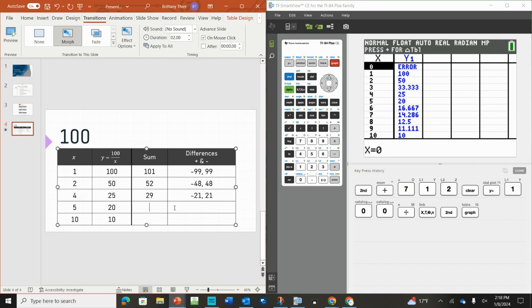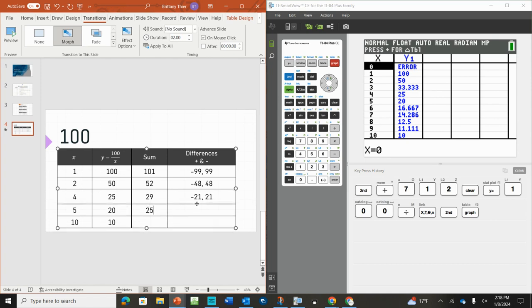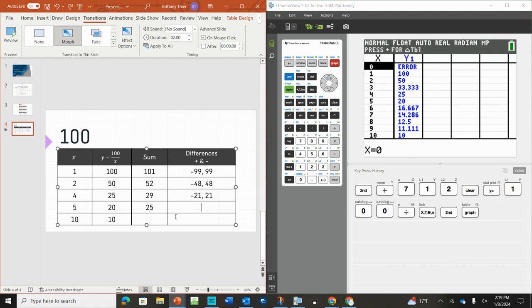5 and 20 have a sum of 25. The difference would be, if we did 5 minus 20, would be negative 15. And then 20 minus 5 would be positive 15. And lastly, 10 plus 10 is 20. 10 minus 10 is 0. Okay? So it doesn't matter which way you do it. There's no such thing as a positive 0 and a negative 0.